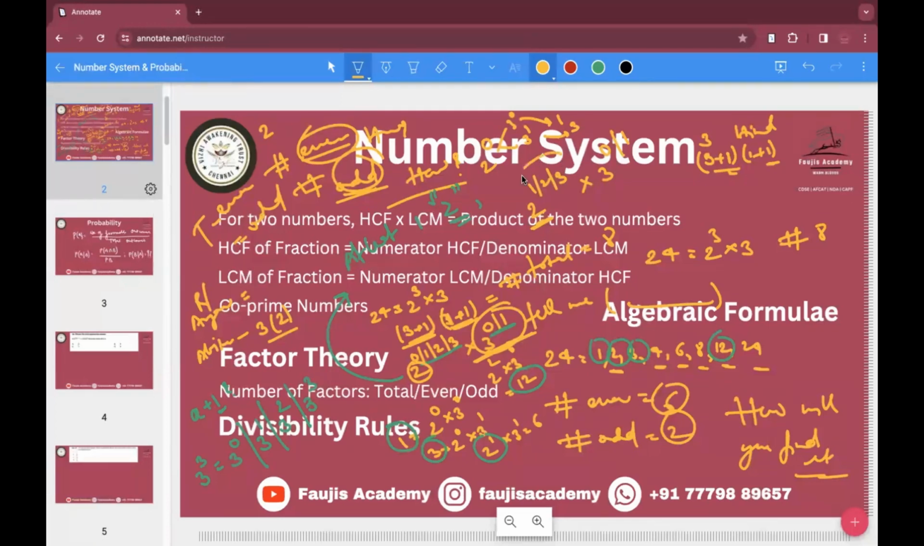So now you tell me, there are 3 possibilities for 2 and only 2 possibilities for 3. So what is the number of even factors of 24? This is how we'll do it, 3 into 2. Guys, did you follow me? Yes or no, guys?